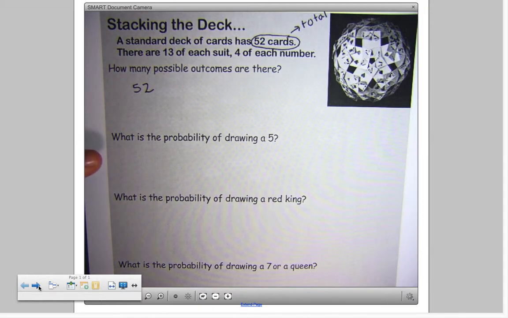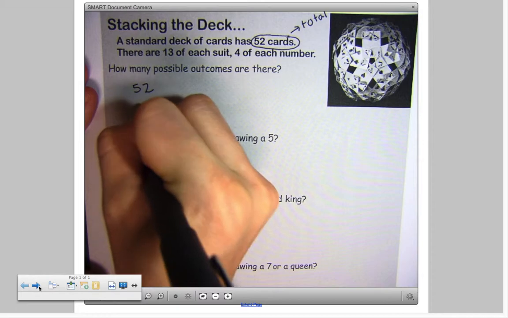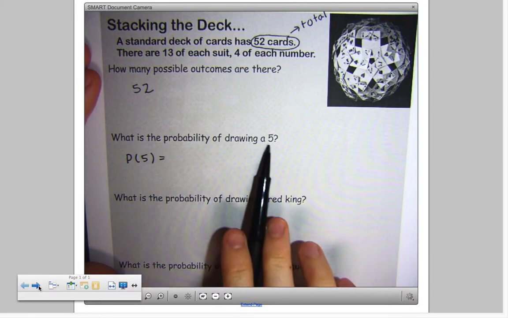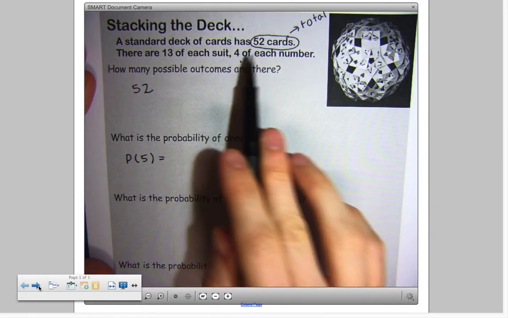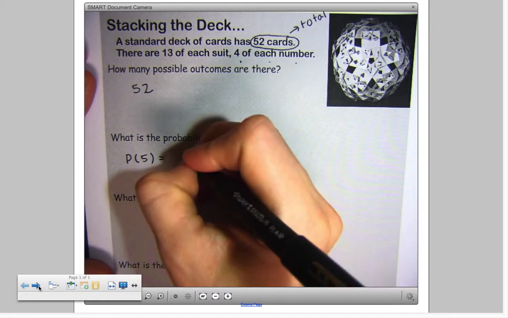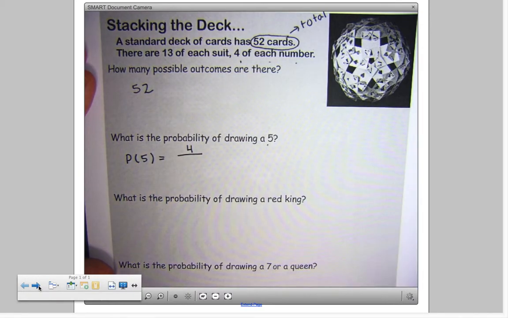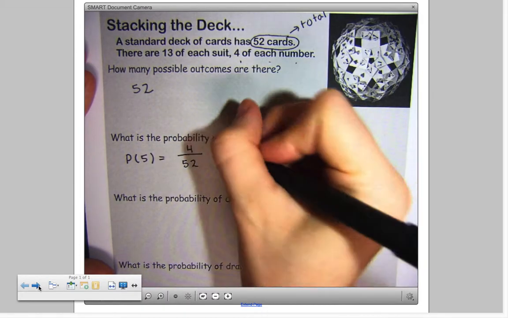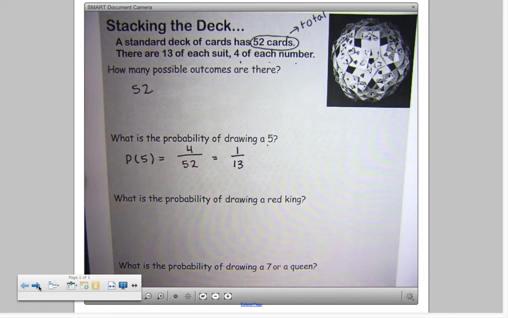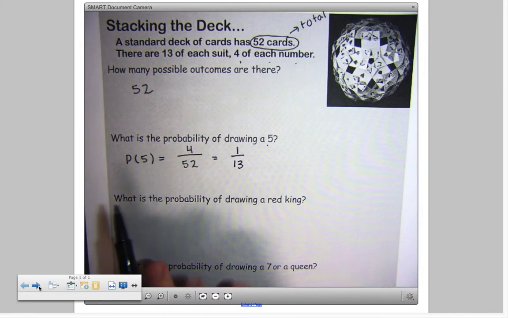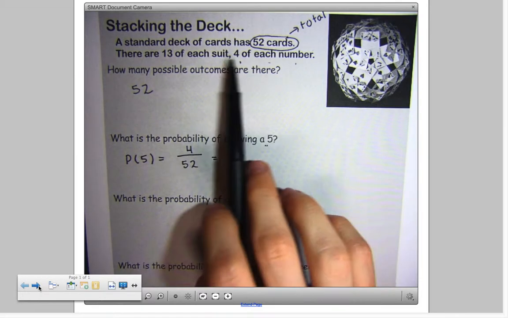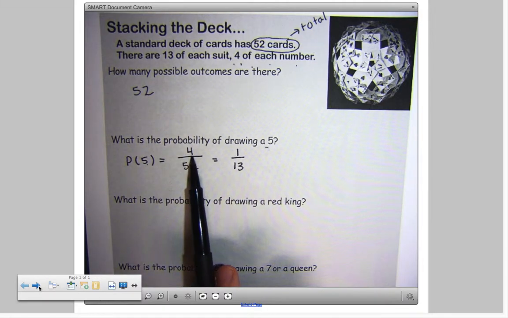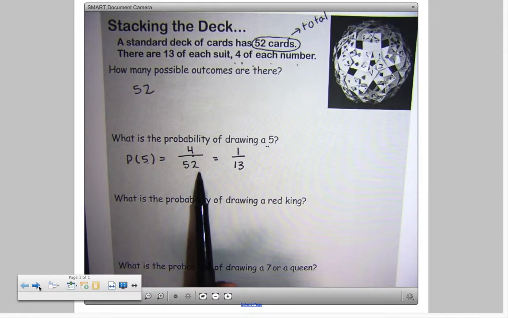Okay, next one, what is the probability of drawing a 5? So I want the probability of a 5. Okay, so if we come back up here, there are 4 of each number. So since I want a 5, there are 4 5s in the deck out of my total, which is 52. So 4 out of 52, which simplifies to 1 out of 13.